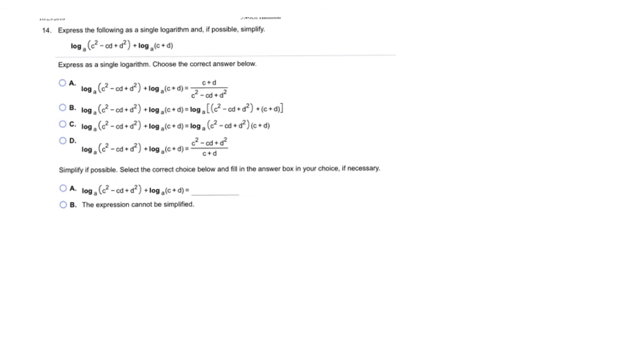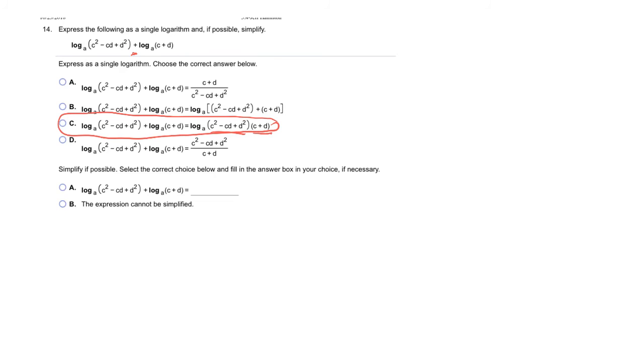All right, question number 14. They ask you to... Oh, that would be the product law, right? Product law, so you just put them together. So it would have to be this one, because you put them together and you get that. And then they say, simplify if possible.